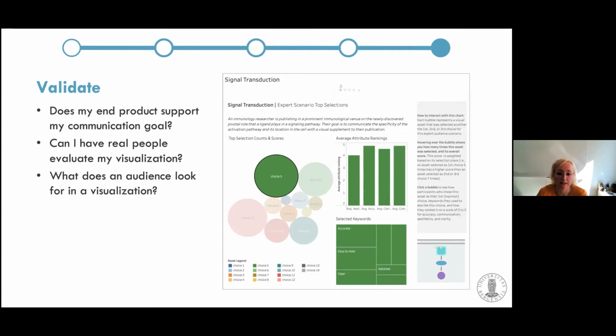So with this study, we also looked at the keywords that they chose to describe their chosen visualizations, and also scores for things like accuracy. Accuracy is really important, as well as aesthetics and visual clarity.